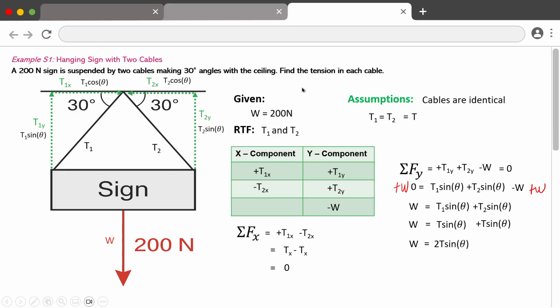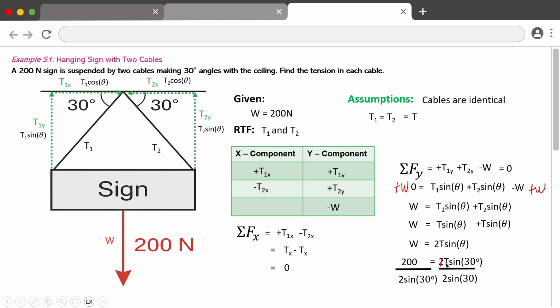Now, remember, the required is to find T1 and T2. But since we assume that the cables are identical, T1 and T2 are equal to T, so we're simply going to find T. So in order to do that, we are going to divide both sides by 2 sine theta, or in this case, let's plug in the quantities. So W is given by 200 newtons. Theta is simply the angle that these two cables make with the ceiling, 30 degrees. So let's divide both sides by 2 sine 30 degrees in order to isolate T. And we also divide 2 sine 30 degrees to the other side.